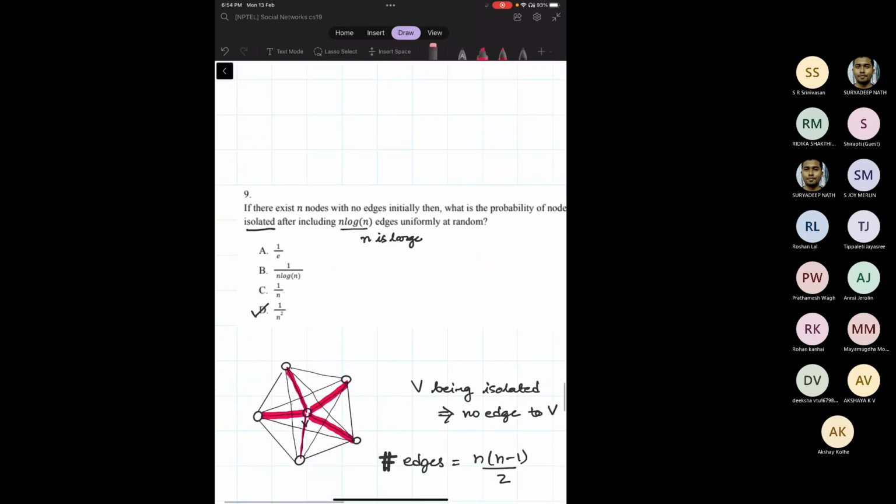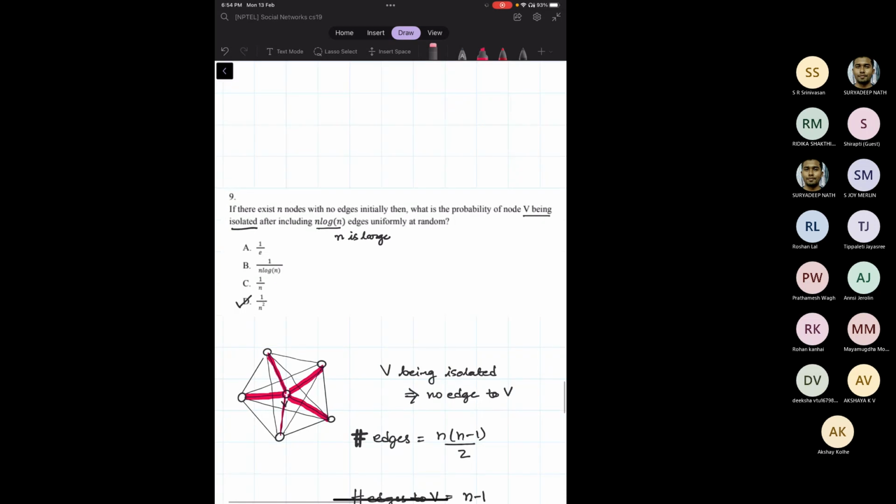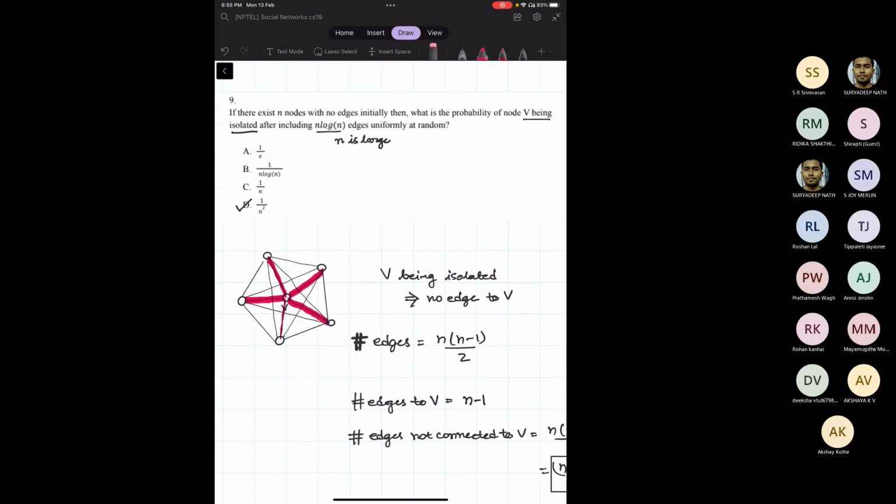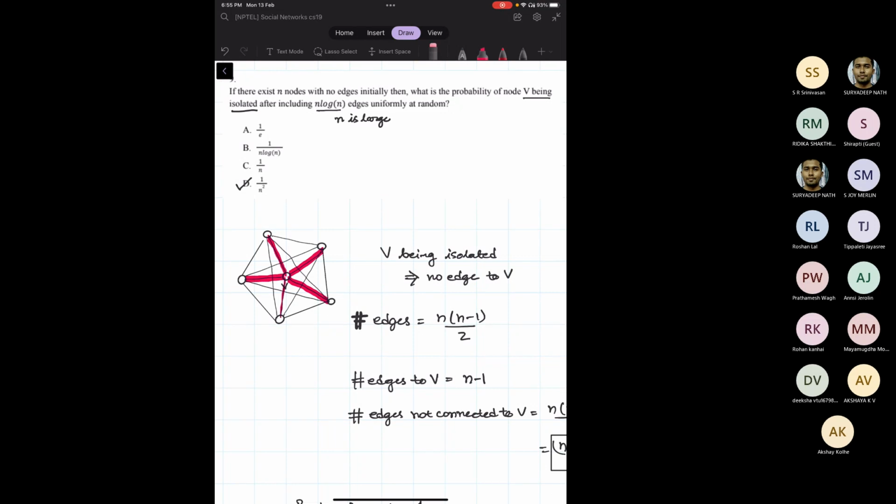Okay, question 9 says that if there exist n nodes with no edges initially, what is the probability of node V being isolated after including n log n edges uniformly at random? So V being isolated means that there is no edge to the node V. So you have this graph over here. V is at the center, and you have all the other adjacent nodes.